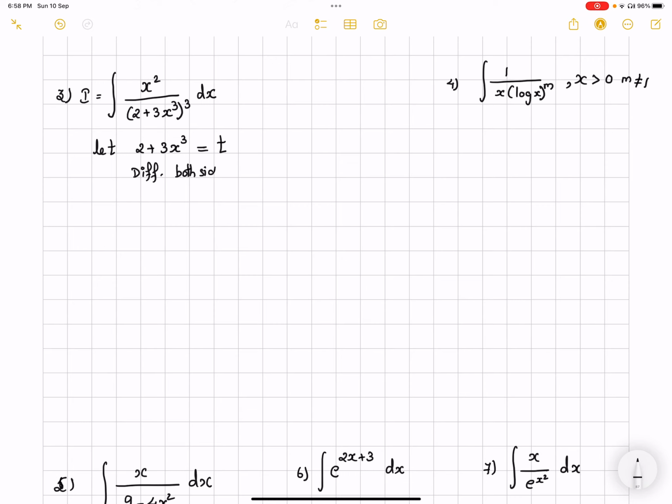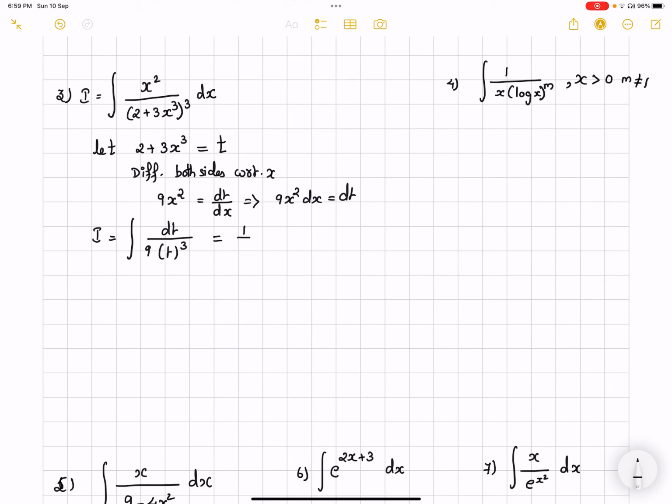in that case I would be getting 9x squared is equal to dt divided by dx. So now let's go ahead and do the substitution here. We will change everything here. See, this one I can also write as 9x squared dx is equal to dt. So x squared dx is equal to dt by 9. So x squared dx is going to be converted as dt by 9, and then this becomes t whole cube.